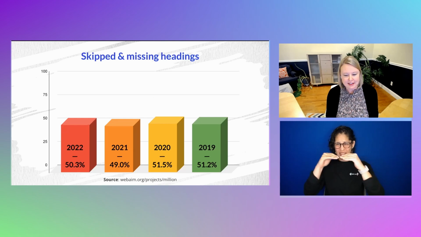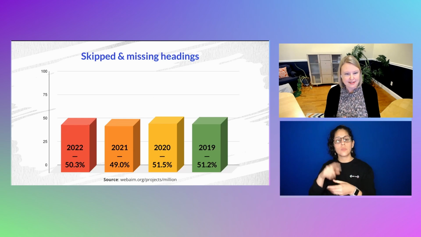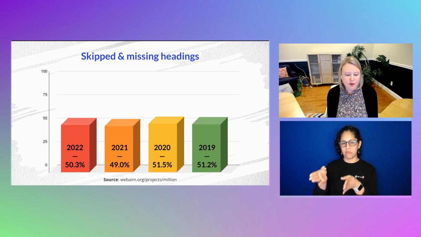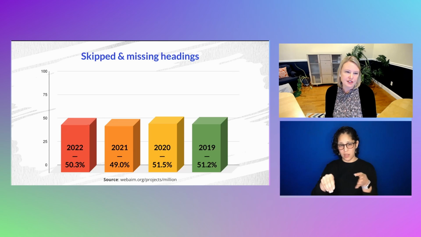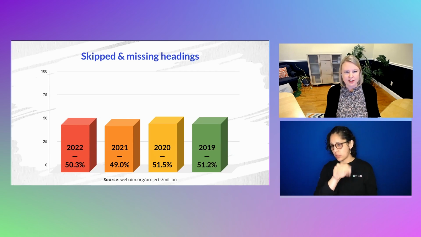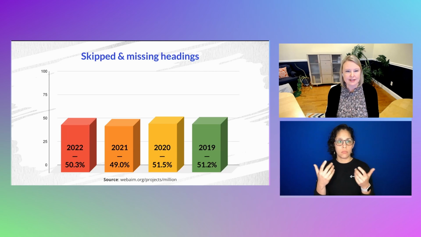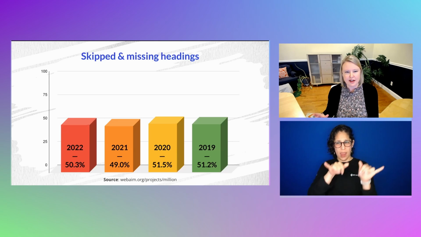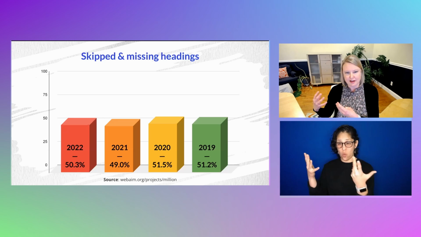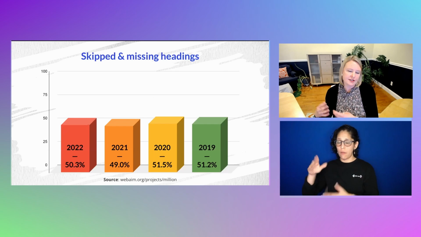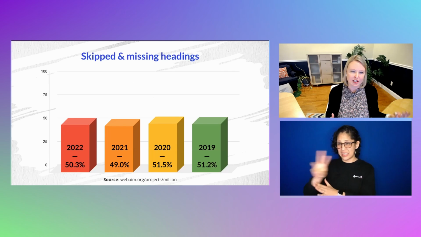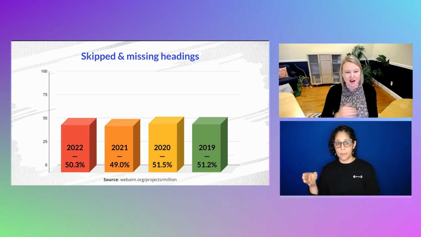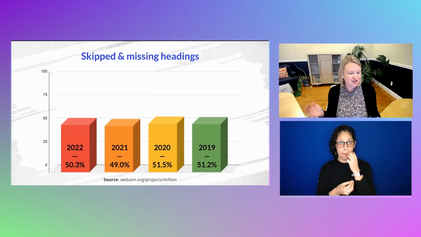So in 2019, we saw 51.2%. This is an issue. 2020, 51.5%. 2021, 49%, and 2022, 50.3%. And if you separate out skipped headings from missing headings, you see an interesting trend. In 2019, 36% of these top 1,000,000 sites were skipping headings. And then today we have more, like 40.4%. Whereas missing headings trended in a really positive direction, trended down.